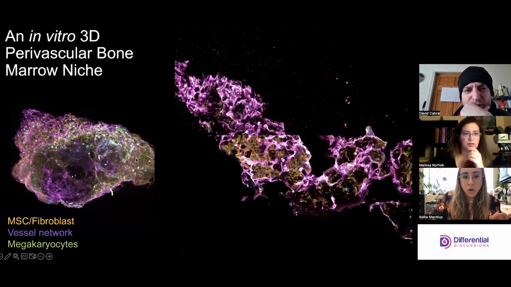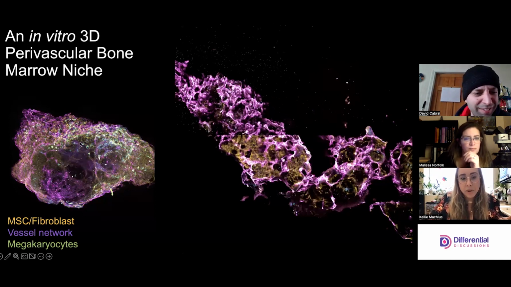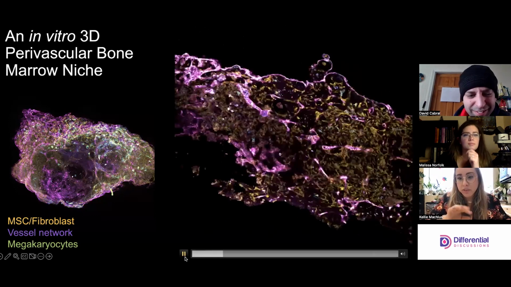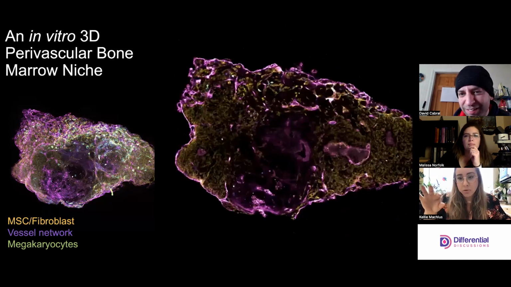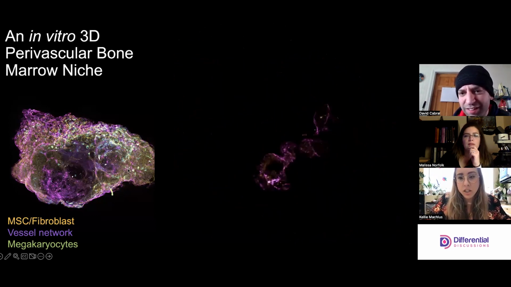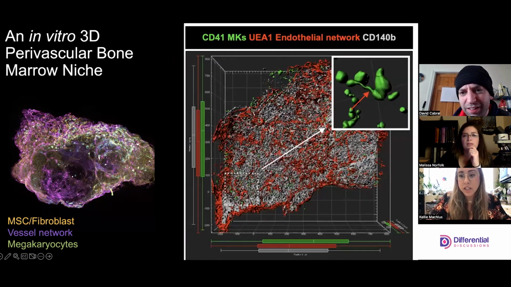So this is a whole organoid that we stained, and you can see the different cell populations. In green are megakaryocytes, and they actually form vascular networks. This is moving throughout one, so it's not just on the periphery. And we're interested in using them for megakaryocytes.